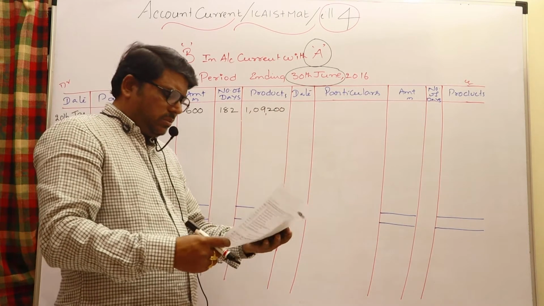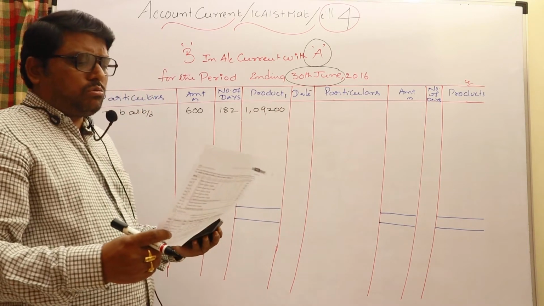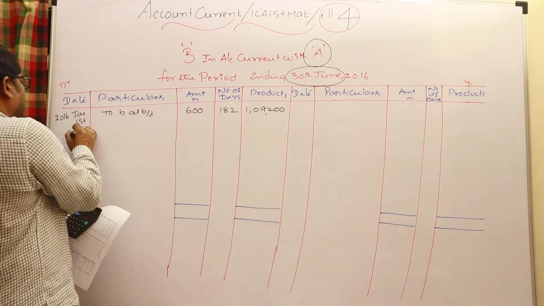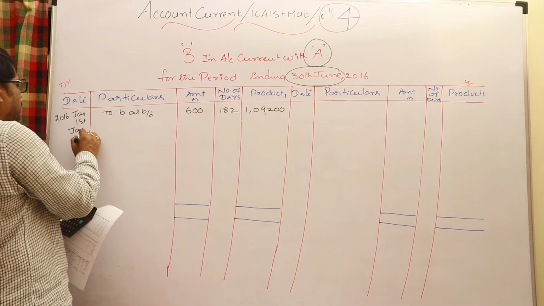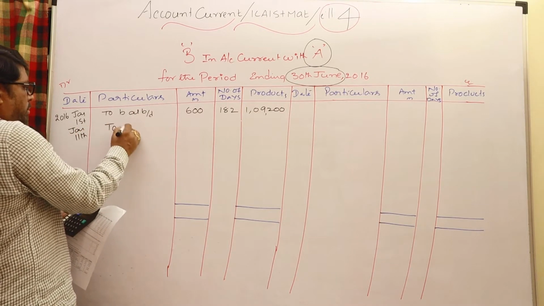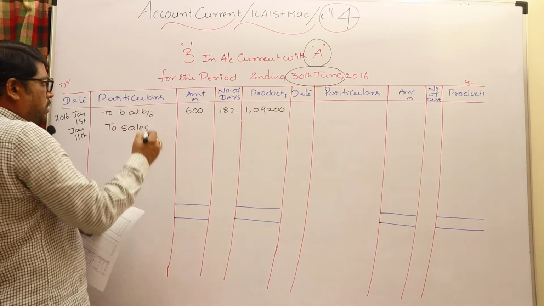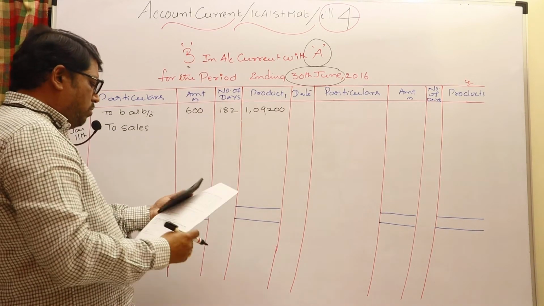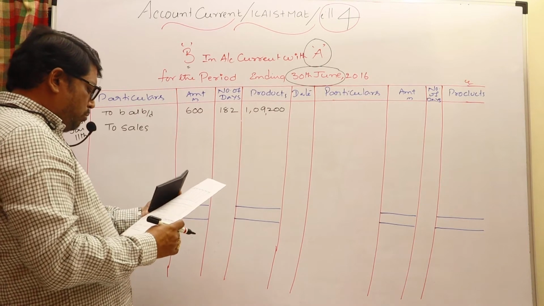1,09,200 is the product. Next transaction, sold goods to B. Entry: B account debit to sales. January 11th, to sales. It is nothing but B's account only that we are preparing. In B's account, to sales 520.